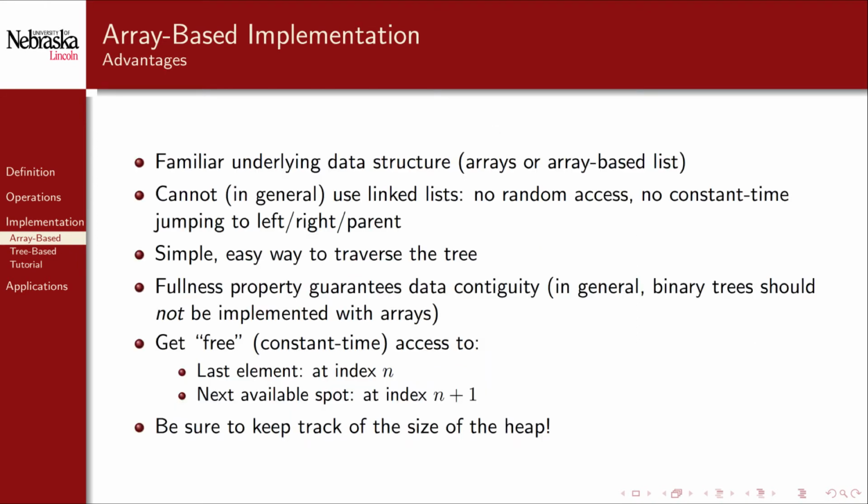Using an array to implement a heap has several advantages. First, it's a familiar, simple, and easy data structure to use. Note that we would not be able to use a linked list for a heap implementation, as the lack of random access means that we would not be able to retrieve the elements in constant time. Also, the fullness property guarantees that the data is contiguous, so it would not be a good idea to implement a general binary tree or binary search tree with an array, as there would be large, potentially exponentially sized gaps of wasted memory.